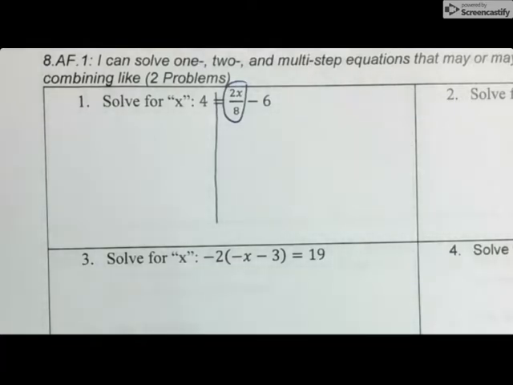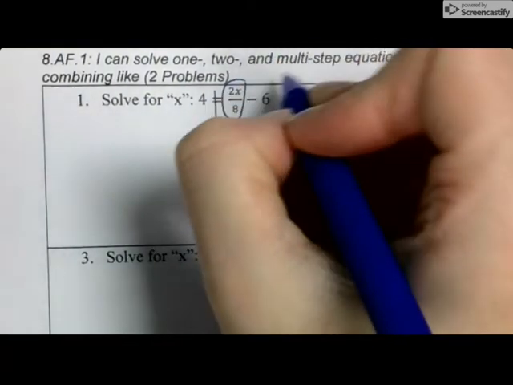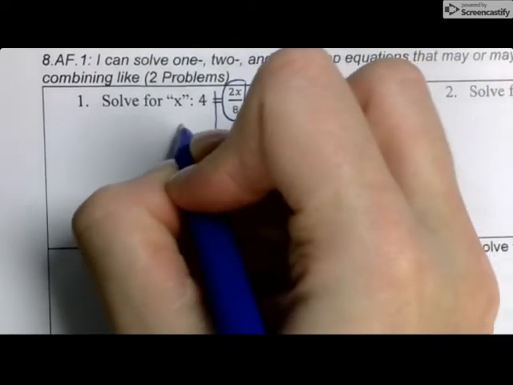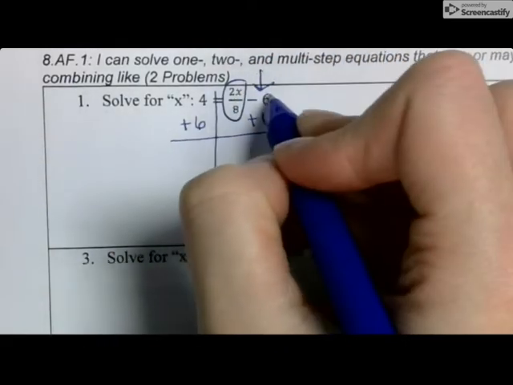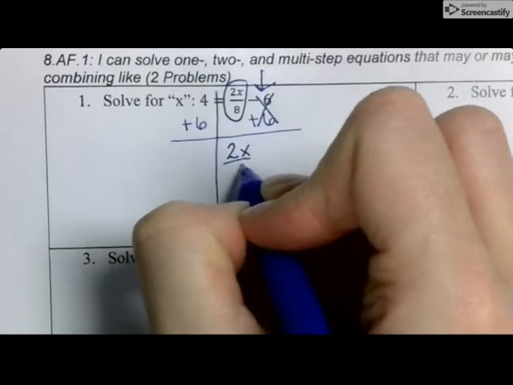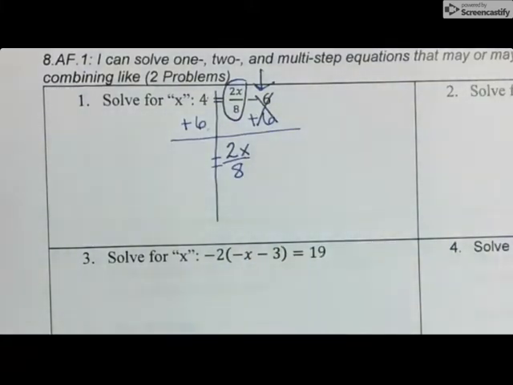You have your barrier. So we are looking, is there anything to distribute? No. Is there anything to combine? No. Is there anything to do the opposite of? We want to isolate that variable. Yes. Since this is what I want to get alone, I need to move this. So that means I'm going to add 6 on both sides. This goes away, leaving me with 2x over 8. What is 4 plus 6?